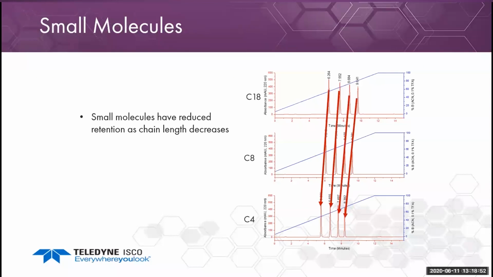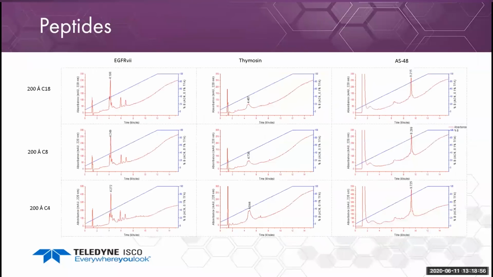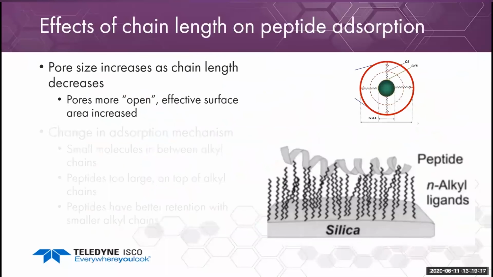Again, retention is decreased as we go down the series. So what happens with peptides? All of the peptides show increased retention with decreased chain length. The greatest improvement is seen when going to C8. The effect is greatest with the larger peptides. So the greatest effect is with AS48, so what could be going on?